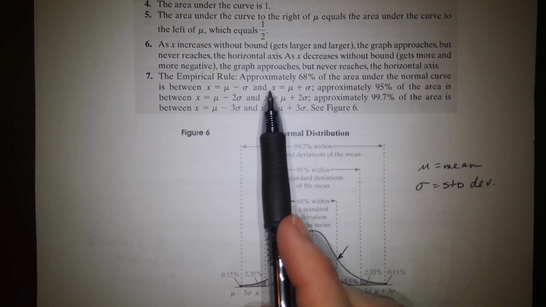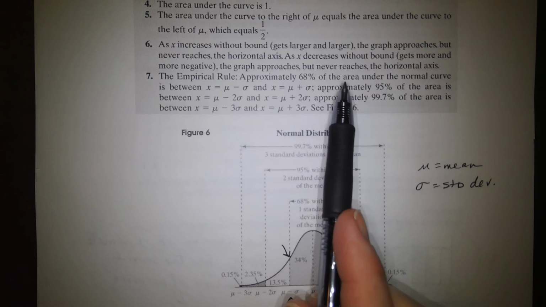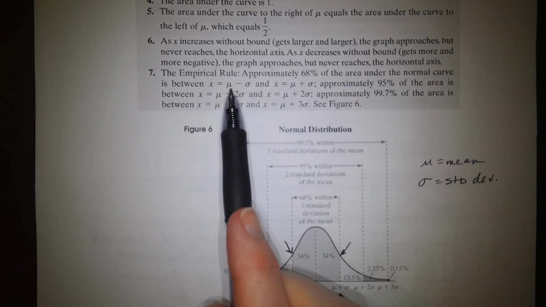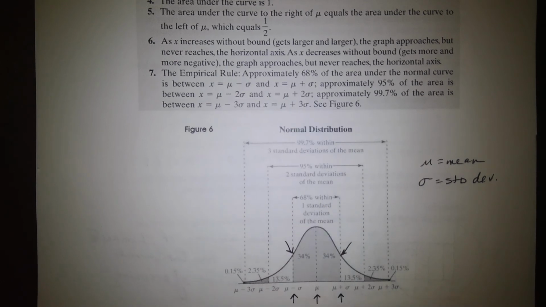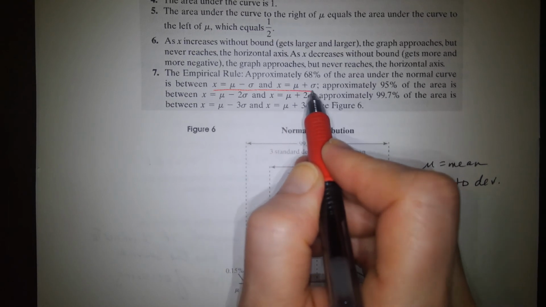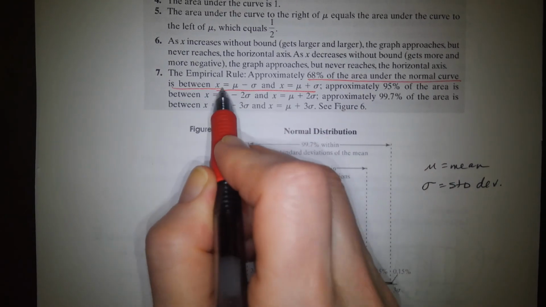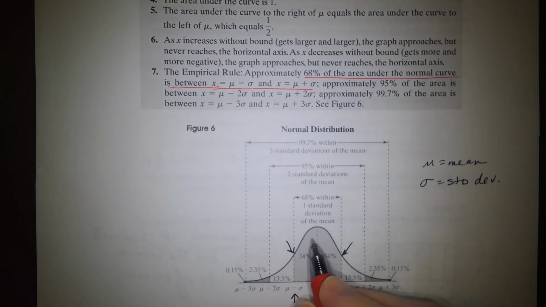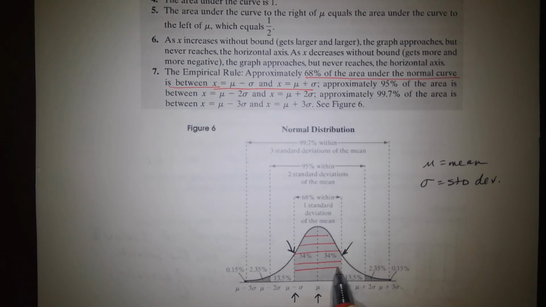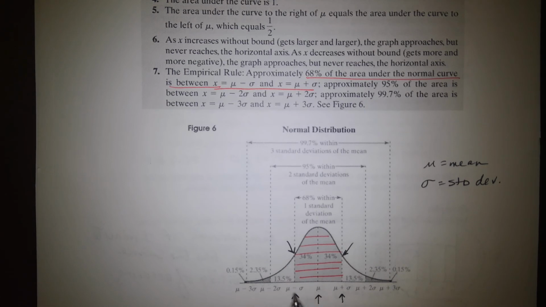The empirical rule states that approximately 68% of the area under the normal curve is between 1 deviation less than the mean and 1 deviation greater than the mean. So let's show that in red right now. So 68% of the data is going to be between 1 deviation less than the mean and 1 deviation greater than the mean. Notice I could also split those up into 34% each if I chose to.